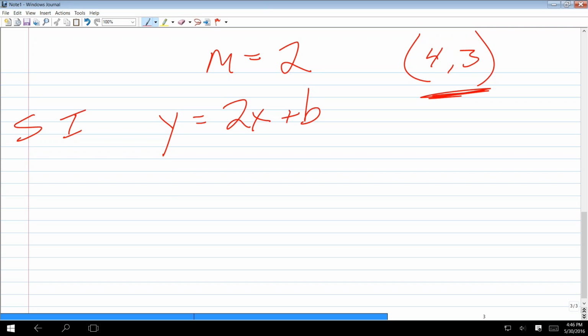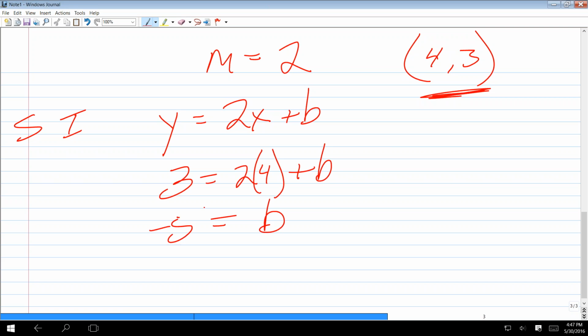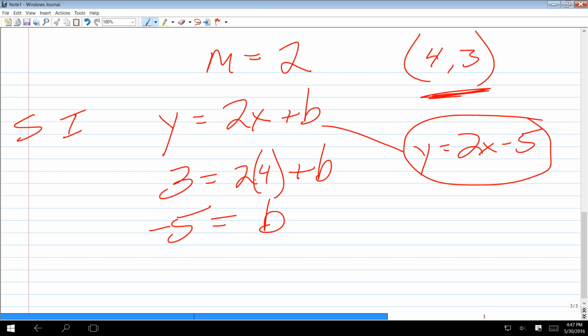Well, then you could just substitute it. That's what you want to do. So you got 3 equals 2 times 4 plus b. Now b equals minus 5, and now we know our entire equation. Y equals 2x minus 5. So when you have slope and one point, you can always figure out the equation doing this technique.